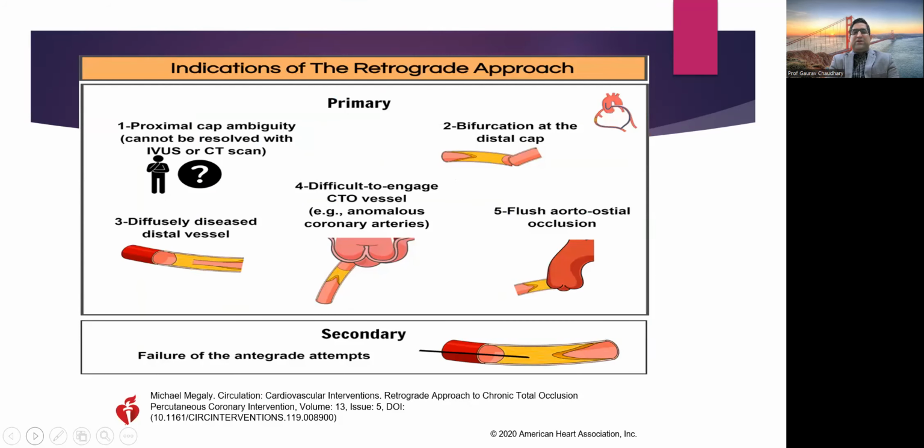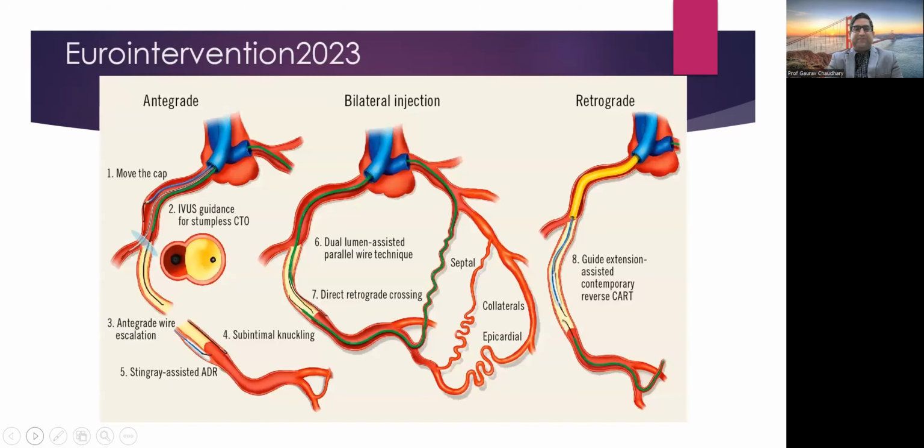This is a very important article which suggests what the indications are for retrograde as a primary approach. Again, coming back to those things: proximal cap ambiguity, where even IVUS cannot lead us to a breakthrough across the CTO; a bifurcation at the distal cap; a CTO that is very difficult to engage; an anomalous coronary artery; a diffusely diseased vessel; or the most important of the above, a flush aorto-ostial occlusion. We would not get a point where we can try to negotiate the CTO. And of course, for the secondary retrograde approach, it is the failure of the antegrade attempt.